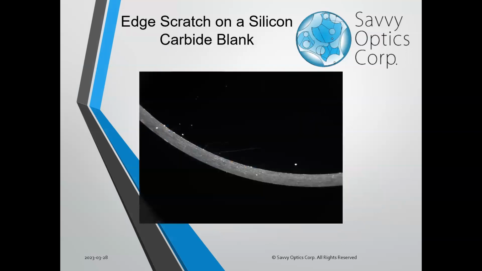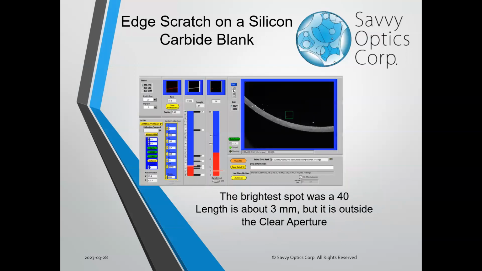This is an edge scratch, again on a silicon carbide blank. Here, the brightest spot is about a 40, and the length is 3 millimeters. But the challenge with this one is, when is it in the clear aperture and when is it not? Because if it's outside the clear aperture, you don't judge it as a scratch on the surface. You judge that separately. So in this particular case, I think the whole scratch length is out of the clear aperture, and so I would let this pass.